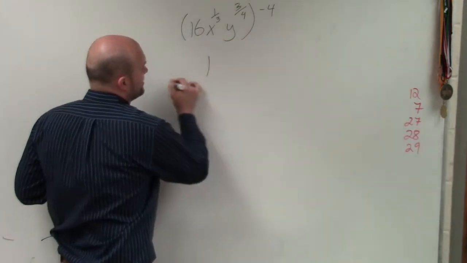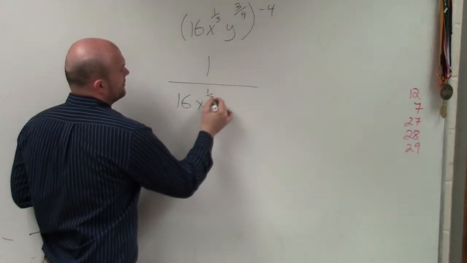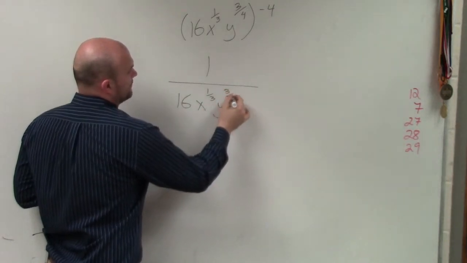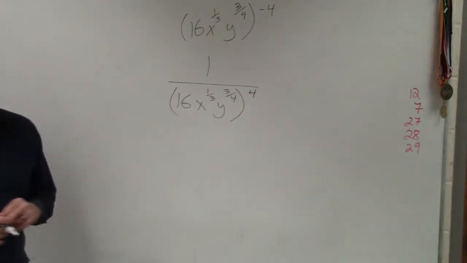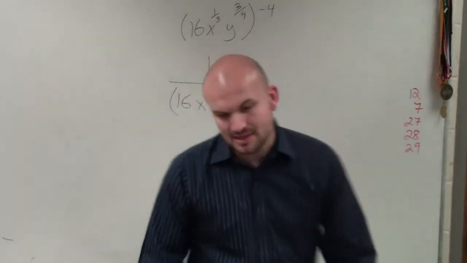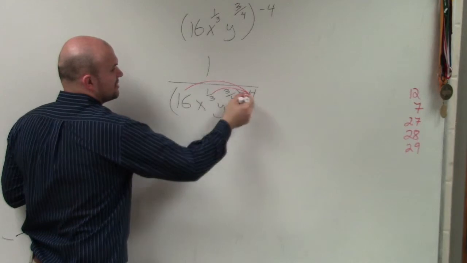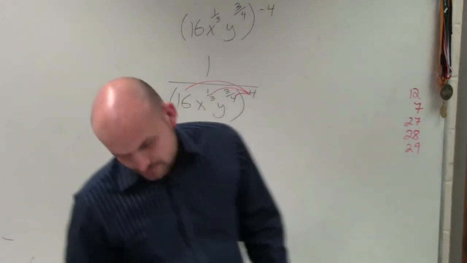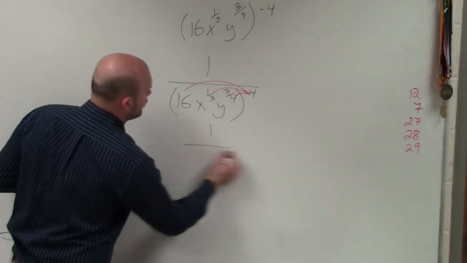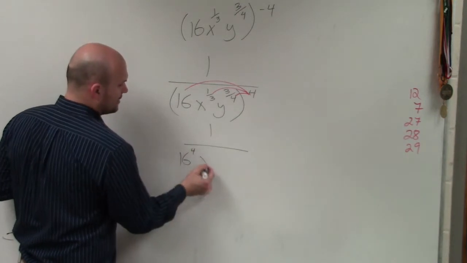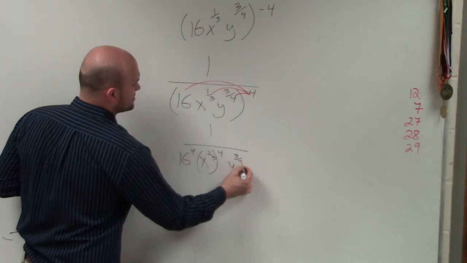So to do that, I have to rewrite this whole expression over 1. So I rewrite this as 16x to the 1/3 y to the 3/4 raised to the 4th power. Now, what the power to product rule tells us is when I have a product raised to a power, I need to distribute that to each and every one of those terms. Okay? So now, what this becomes is 1 over 16 to the 4th power, x to the 1/3 power raised to the 4th, and y to the 3/4.